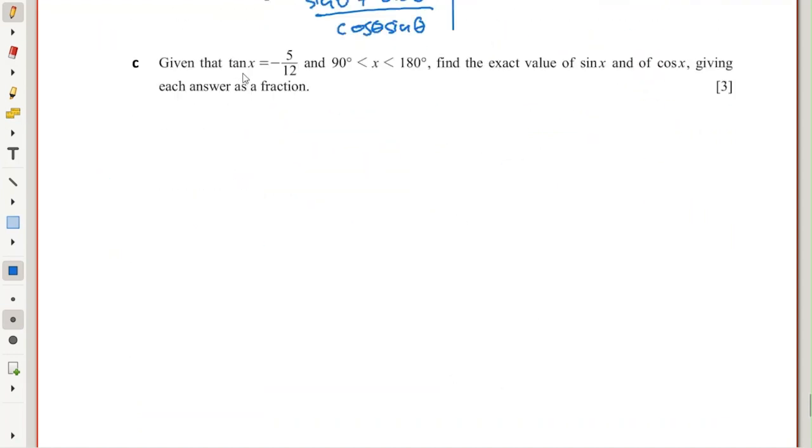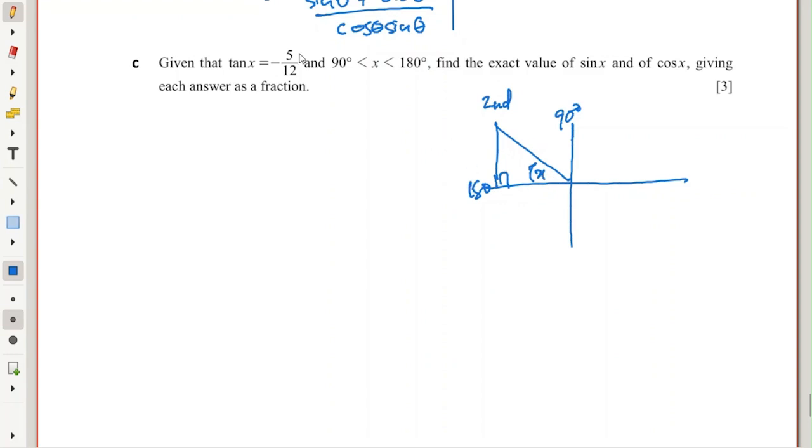C. Given that tan x is equal to this, find the exact value for sine x and cos x. All right, so this is from 90 to 180. So that means I am in the second quadrant. All right. So the reason why it's negative is that tan has a negative value. Tan x has a negative value in the second quadrant.